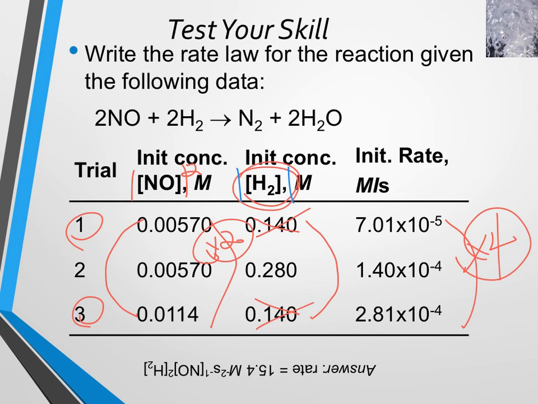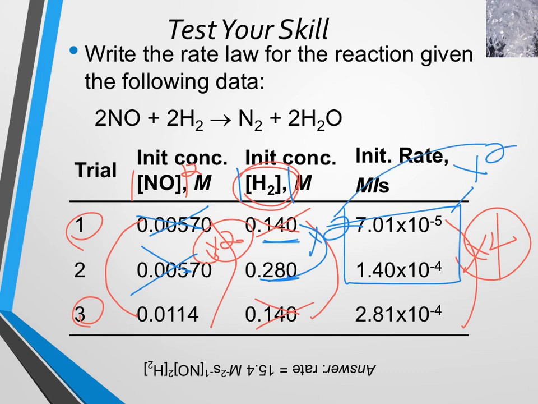Let's check out the order with respect to hydrogen gas. So we want to compare experiments 1 and 2. Concentration of hydrogen gas has doubled. The concentration of nitrogen monoxide remains constant, and the rate doubles. That is a one-to-one relationship, direct relationship, so it's first order with respect to hydrogen gas.